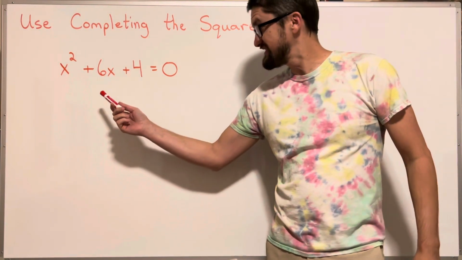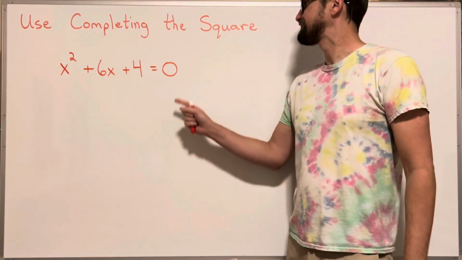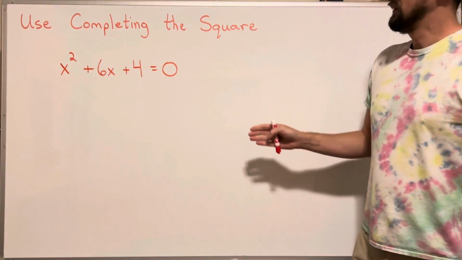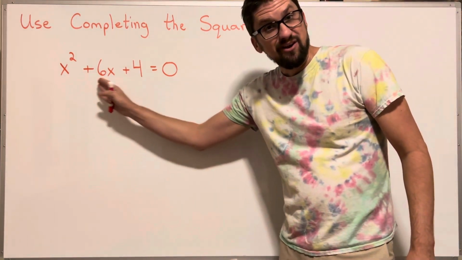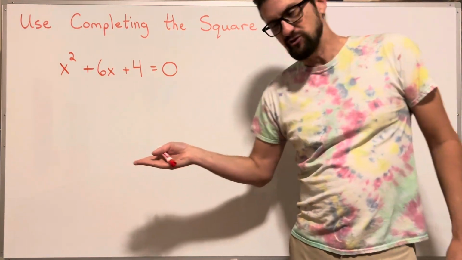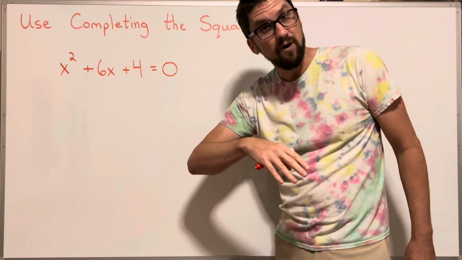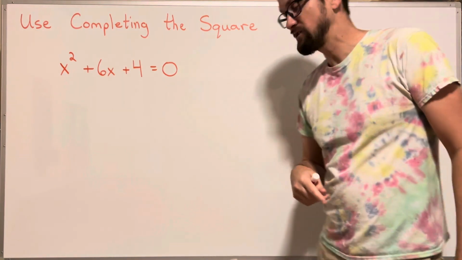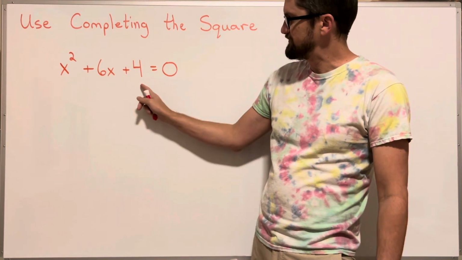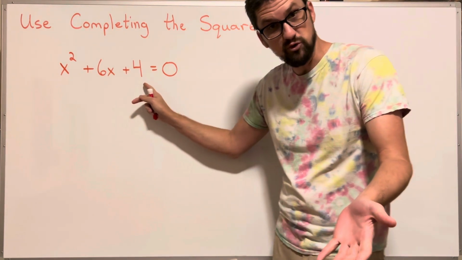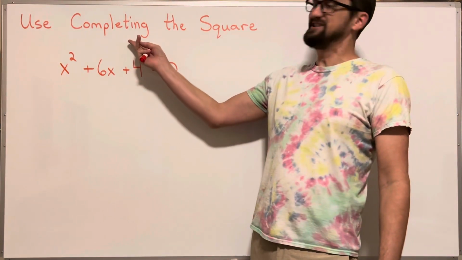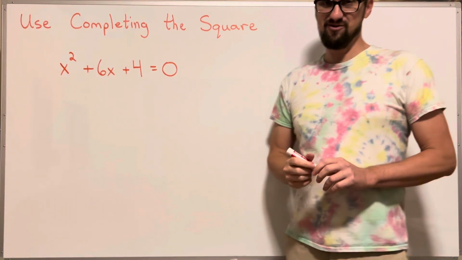We're going to solve this quadratic equation by completing the square. All right, so here's our quadratic equation. The easiest thing to probably do is solve it by factoring, but not all quadratic equations are easily factored. Here, this one's not easily factored because we'd have to find two numbers that multiply to 4 but add to 6. Doesn't work. So we're going to use this completing the square method.